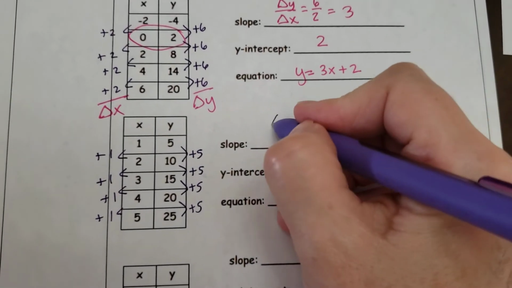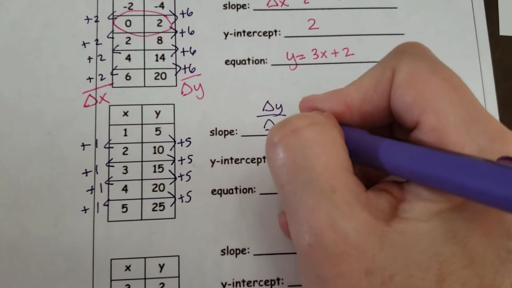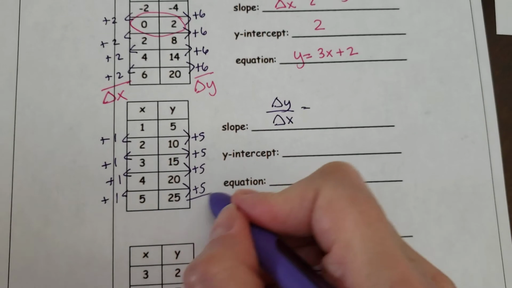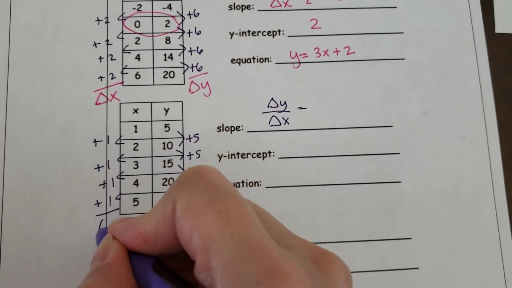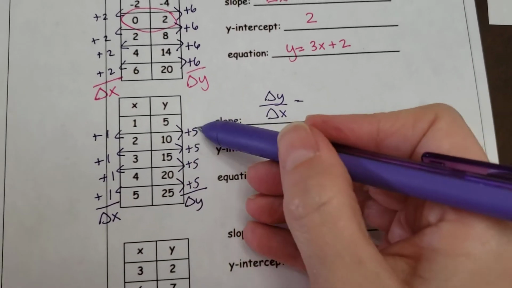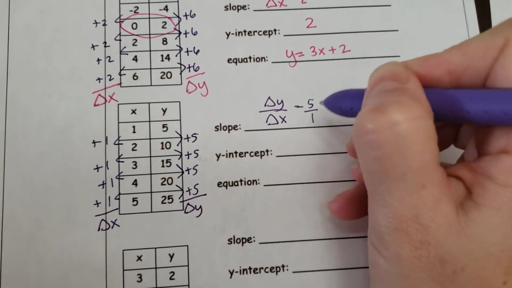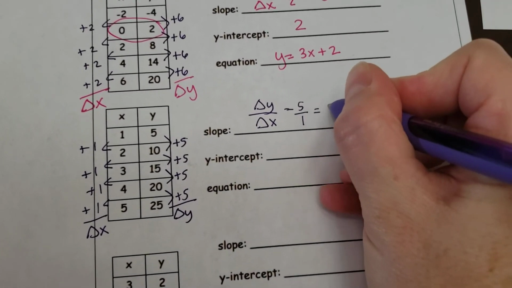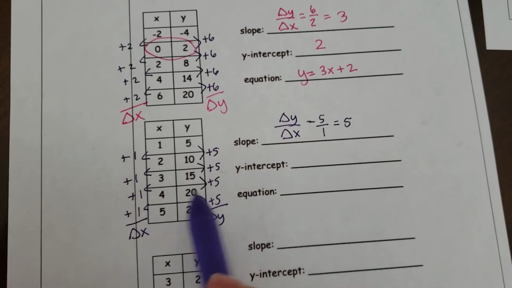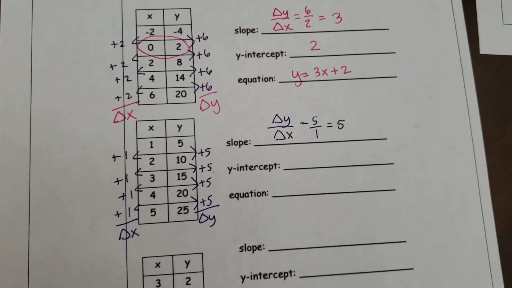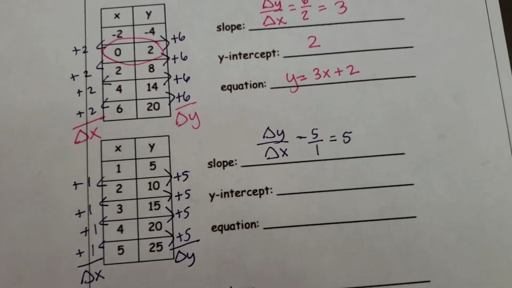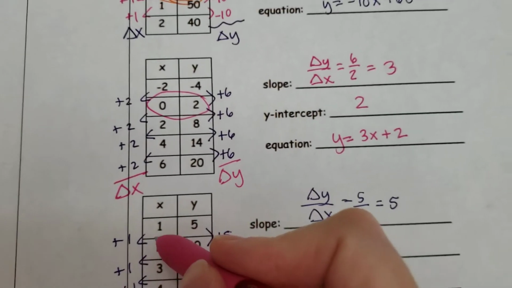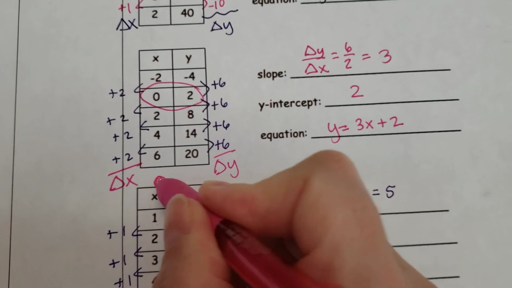So my slope is change in y over change in x. So again, this is my change in y number. Here's my change in x number, 5 over 1. So 5 over 1 reduces to 5. Y-intercept, we have no 0. So what you want to do is think about what if you started 1 before this. So if we went back 1, we'd be at 0.